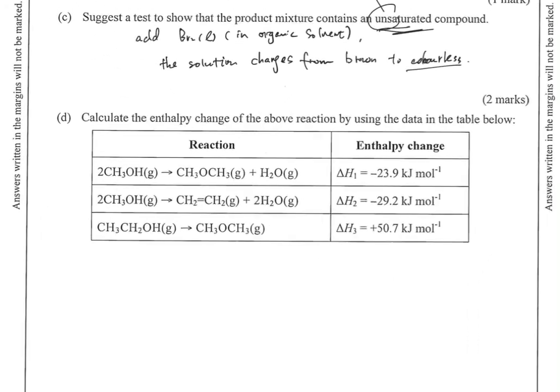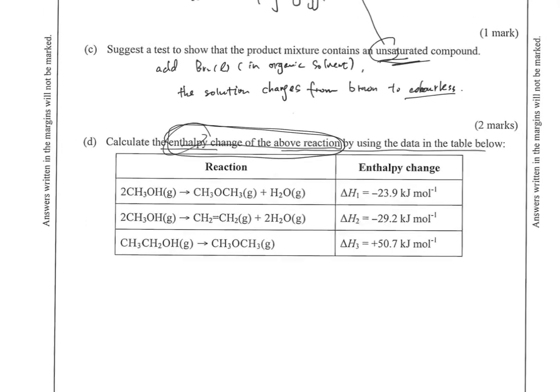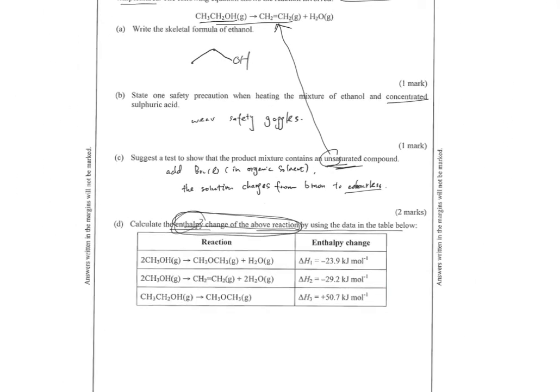Okay, for part D, calculate the enthalpy change of the above reaction by using the data. The data is provided to you. So you need to check the above reaction, it's here. You need to check these following three equations. We can use the elimination method, the Hess's law method from the enthalpy change chapter. You can go through the last part of it. Okay, and then you can check the last equation.